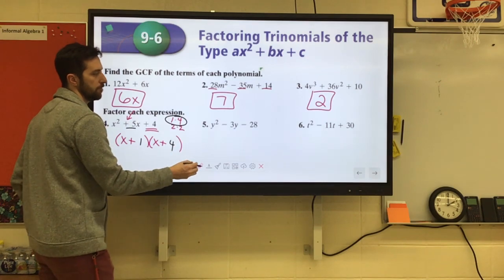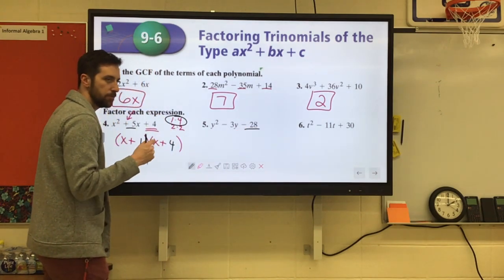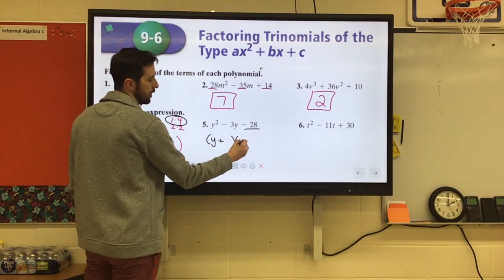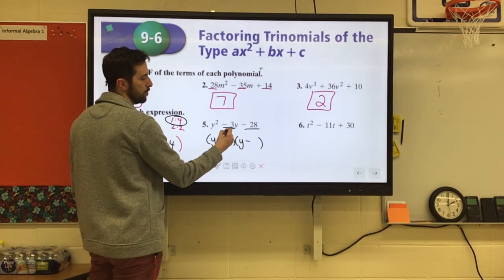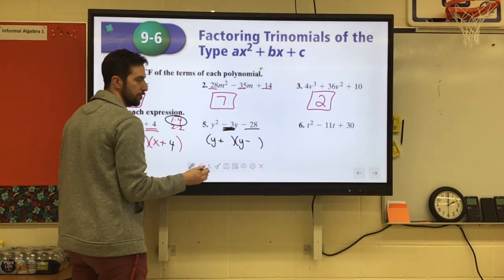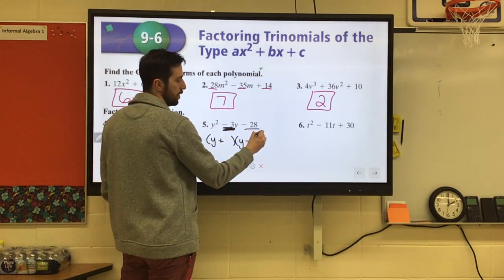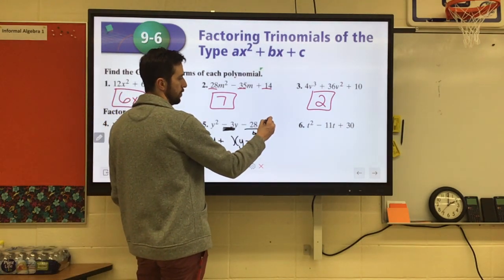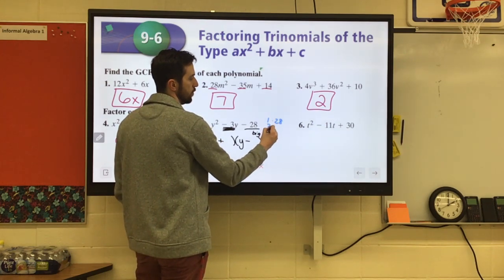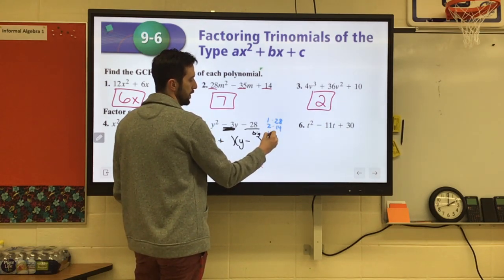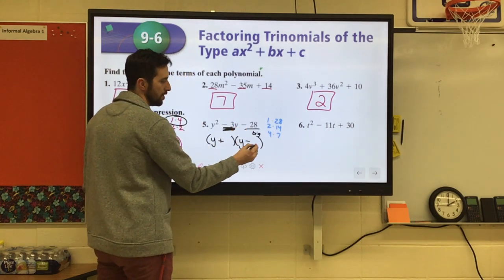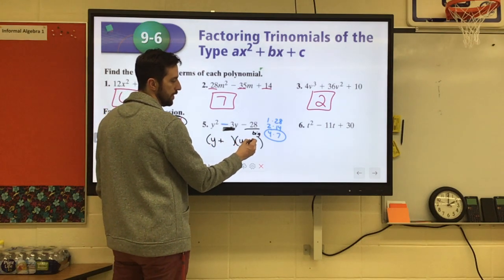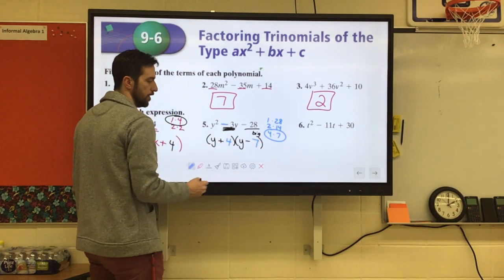Cool. You look at number 5, and it ends in minus. The only way you can multiply to a negative is a positive times a negative. Now, we're going to need them to be 3 apart from each other, and they have to add up to negative 3, which means our big number will go with the minus. That's the only way they can add up to a negative here. So 1 and 28, 2 and 14, or 4 and 7. Which set is 3 apart? That'd be the 4 and 7. So it'd have to be, because it adds up to negative 3, negative 7 and positive 4.